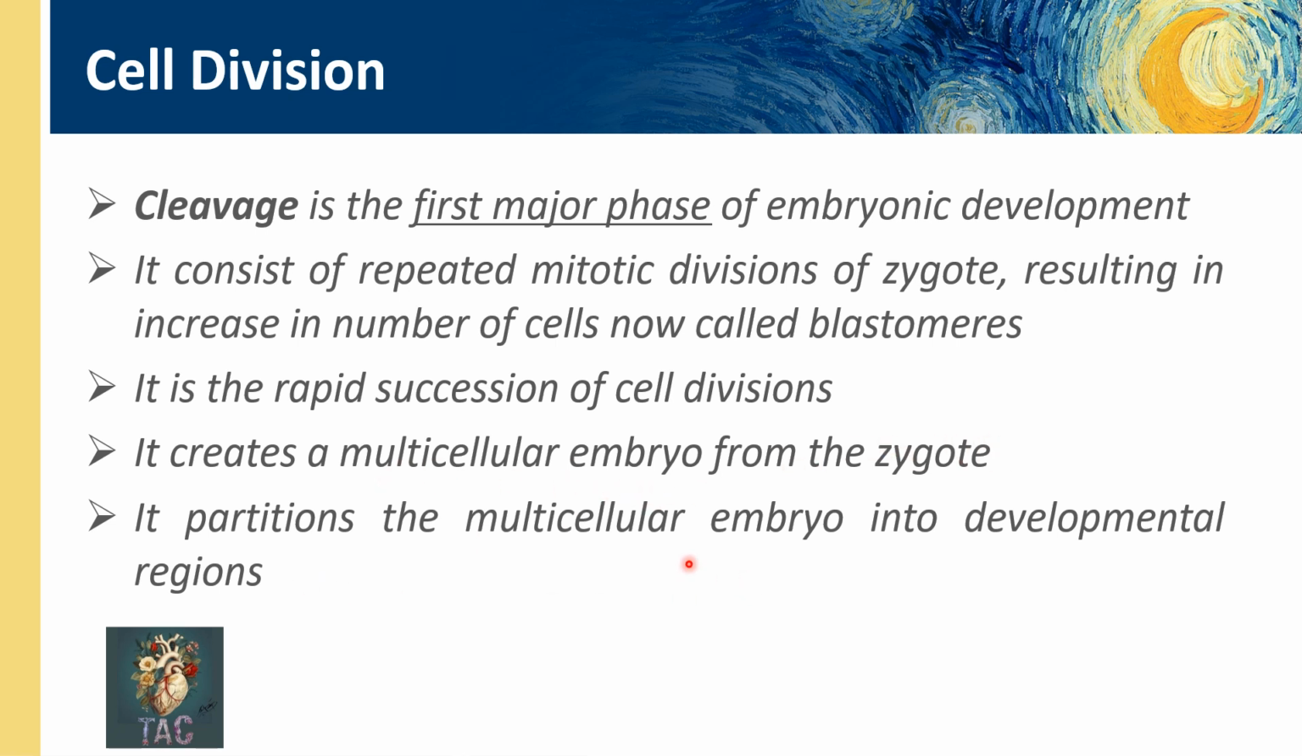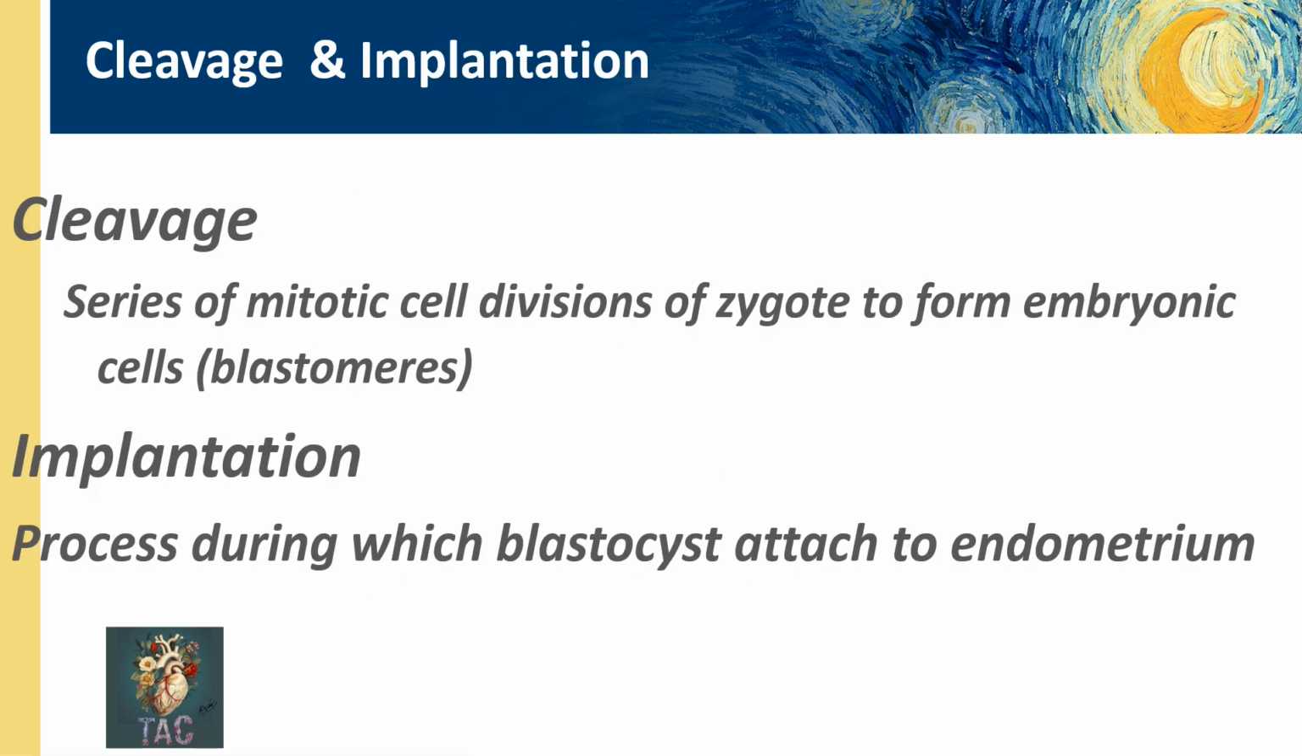It partitions the multicellular embryo into developmental regions. So cleavage, by definition, is the series of mitotic cell divisions of the zygote to form embryonic cells called the blastomeres. And implantation is the process during which the blastocyst attaches itself to the endometrium.